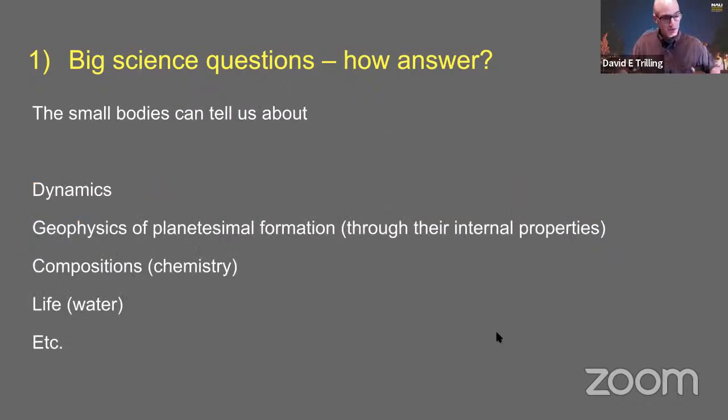Okay, so the small bodies, asteroids, and so on, can tell us a number of things. They can tell us about dynamics, so the movement of material in the solar system. They can tell us about the geophysics of planetesimal formation through the internal properties of those bodies. We can learn about compositions and the chemistry in the early solar system by studying the compositions of those bodies. We can learn about the origin of life. In this case, what I want to talk about is focusing on the source of the water on Earth, and so on. And so studying the properties of these small bodies in various ways gives us clues to answering those big questions that I outlined.